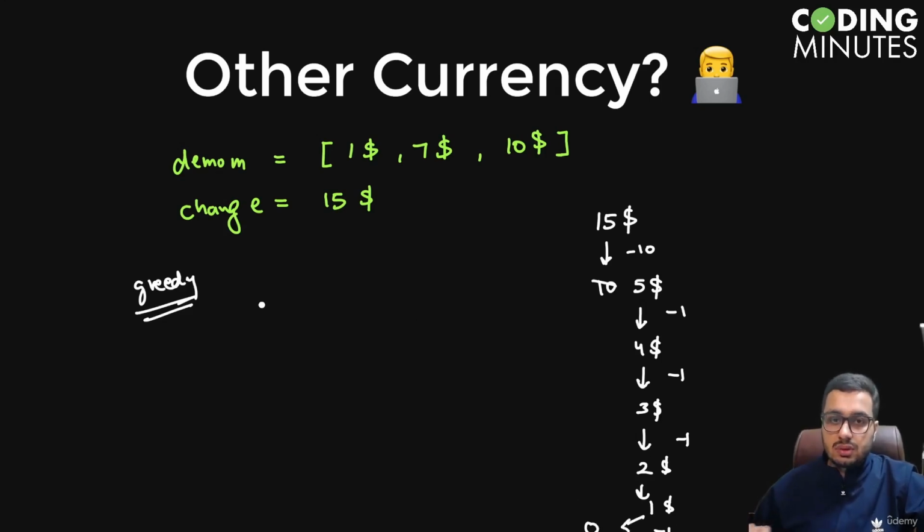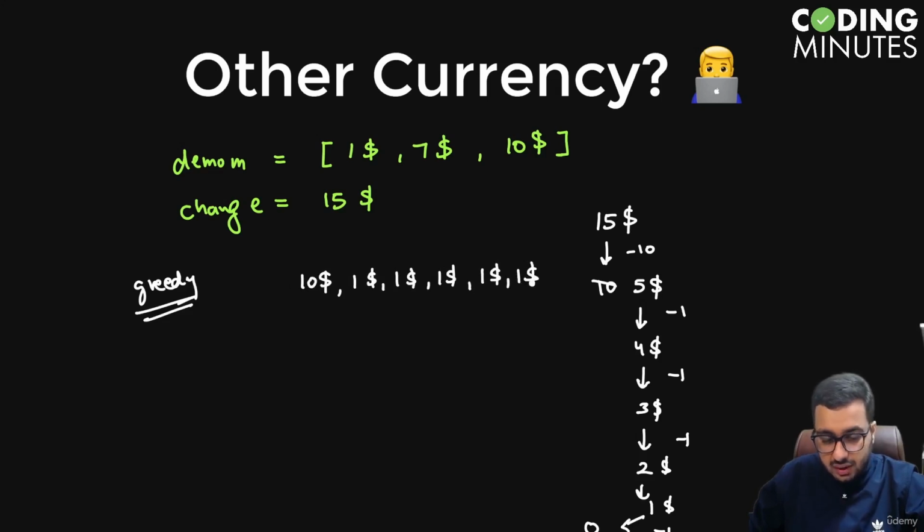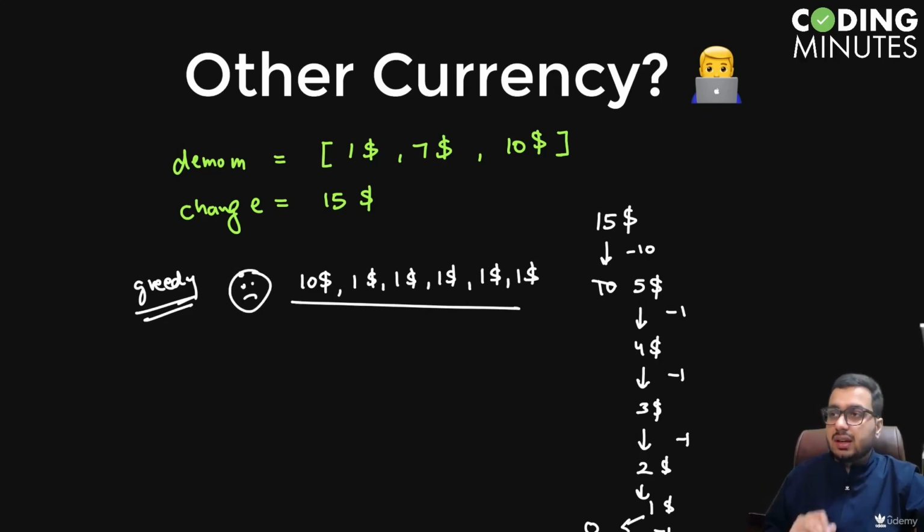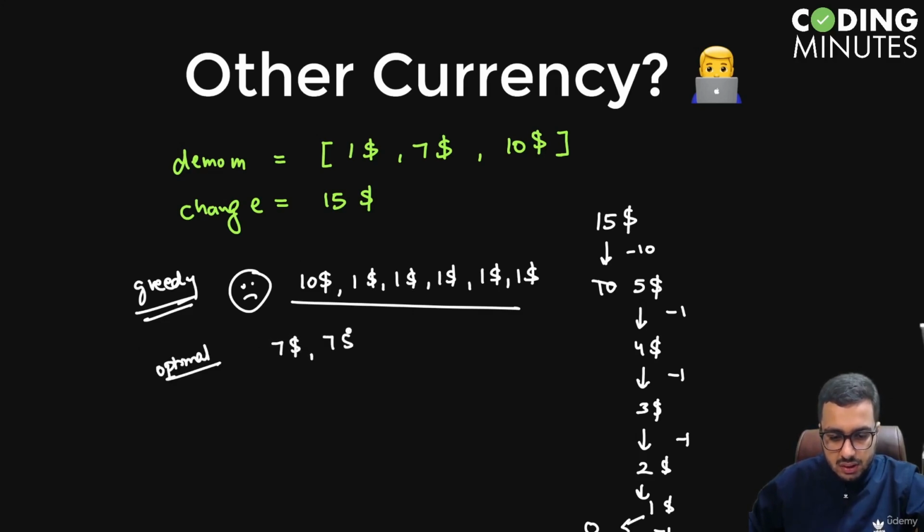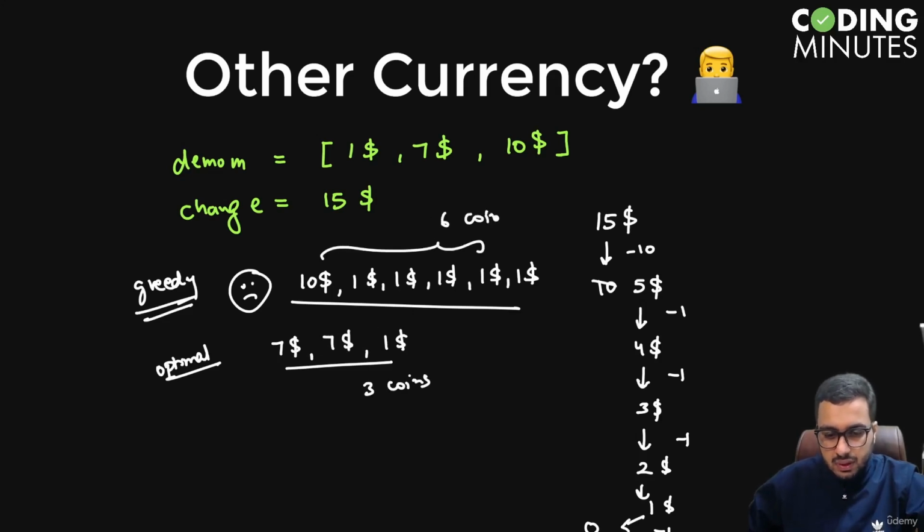Now how many coins have you used? You used a $10 coin and 5 coins of $1 each. Now this strategy clearly failed. It's a case of complete failure. We are not getting the optimal solution. So what could have been the optimal solution? If we use $7, $7 and $1, clearly we can do it in 3 coins, but our greedy strategy gave an answer of 6 coins. So clearly the greedy strategy fails in this case.